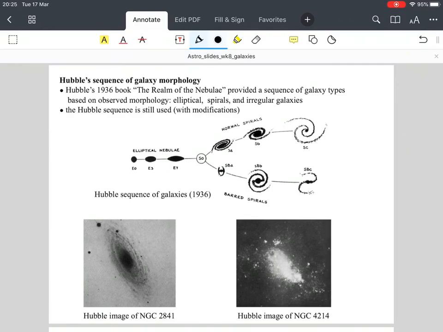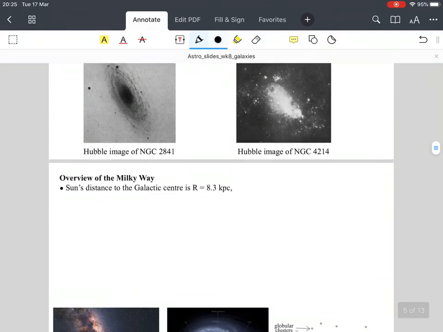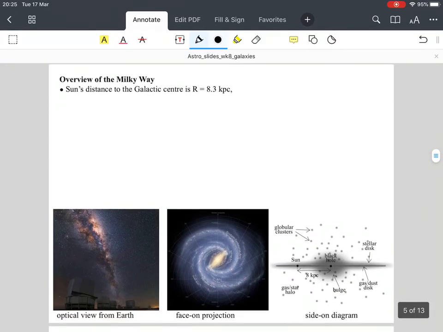And so Hubble published in 1936 the book The Realm of the Nebula, and we often see what's called a tuning fork, where these different types of galaxies are shown. And these labels are still often used, but the main point is separating out spiral galaxies from elliptical galaxies. And we'll get to elliptical galaxies later on.